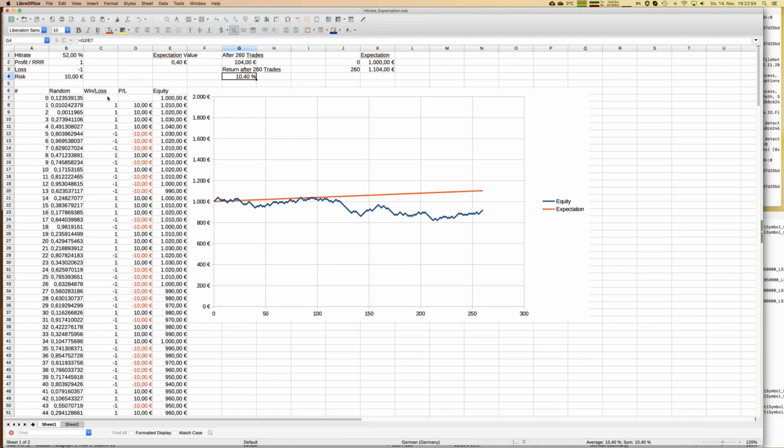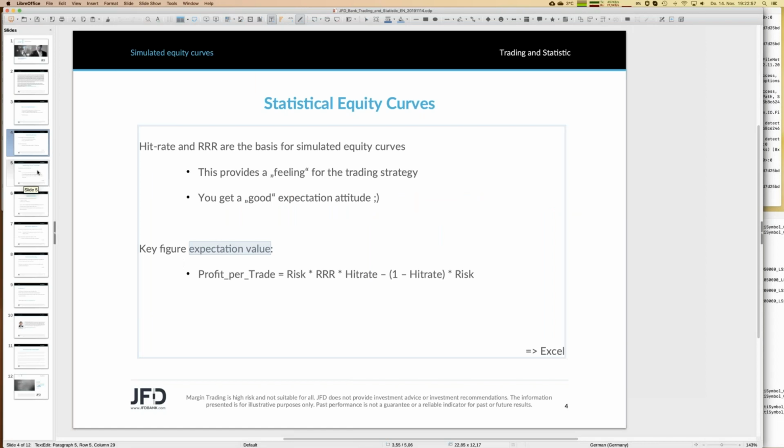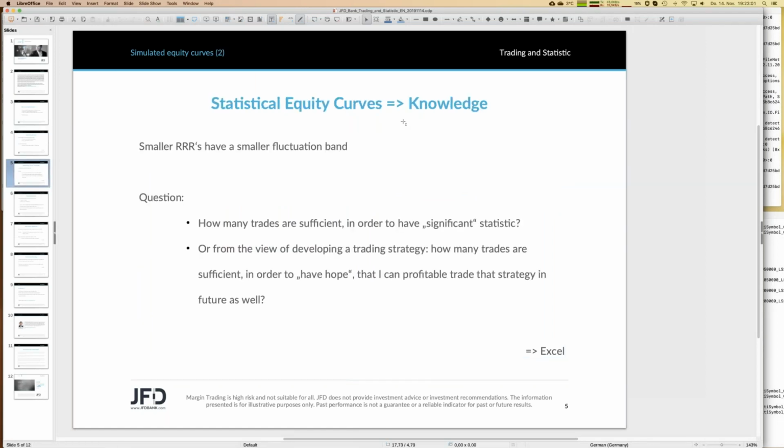Okay, let me go deeper into that topic. But first, once again, what is the take-home message already from the first investigation? So we know already that smaller risk-reward ratios have a smaller fluctuation band, which is good. So if you have the lucky situation that you have maybe different trading strategies with the same expectation value, then I would always go for the one with a smaller risk reward ratio, because then I have smoother equity curves with less drawdowns. So definitely I would prefer those.